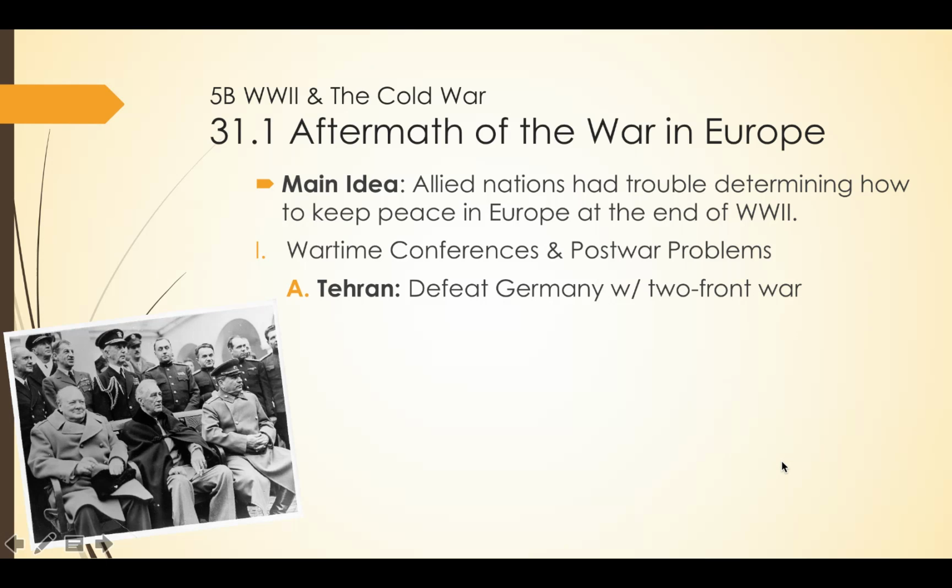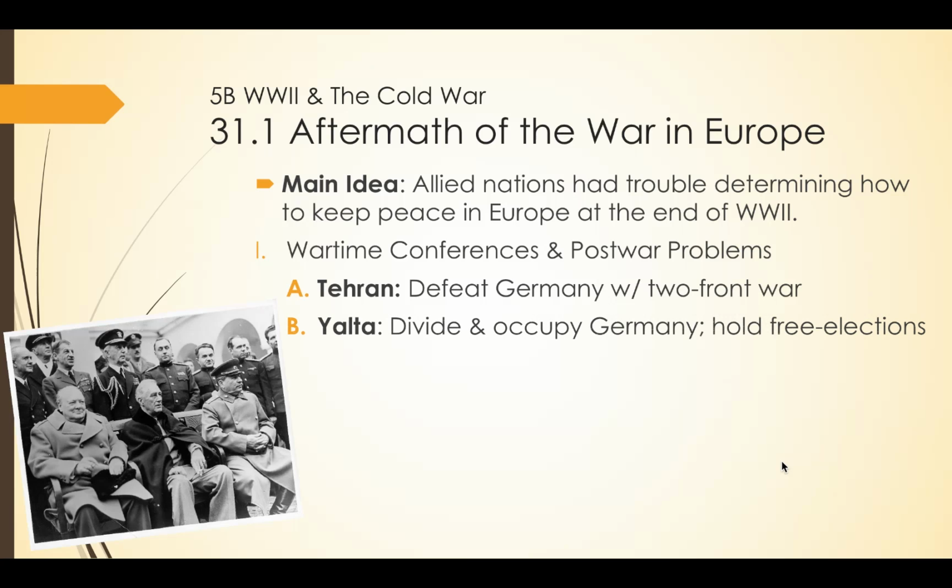Their first wartime conference was in Tehran, which is the capital of Iran. At this meeting, they agreed to create a second front to fight Germany, and this was the best way to defeat Germany. This is where they outlined and mapped out the ideas for Operation Overlord and the invasion of D-Day and Normandy. The second time that these Big Three met was in Yalta.